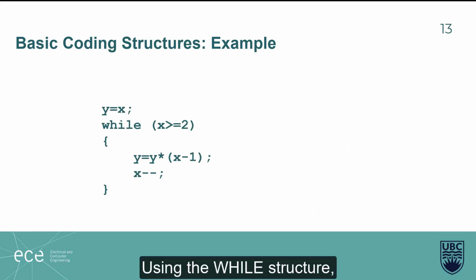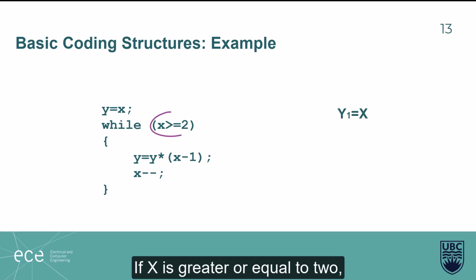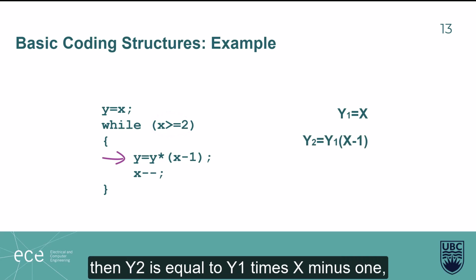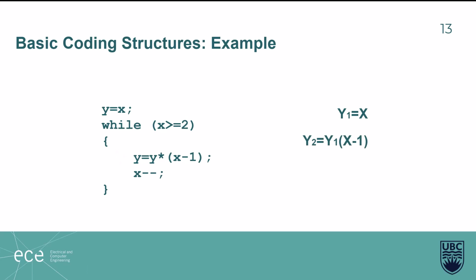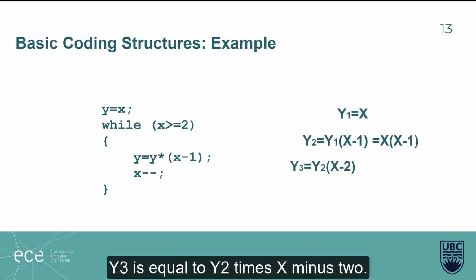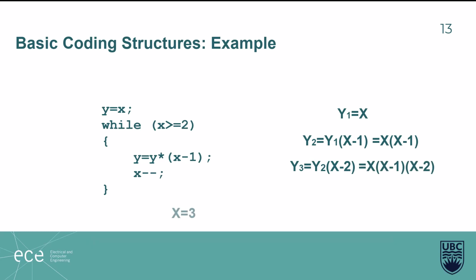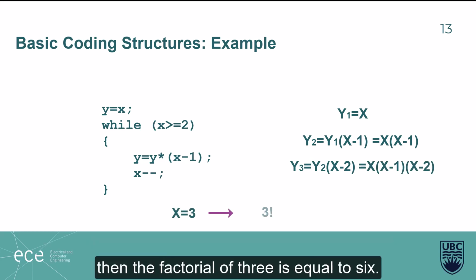Using the while structure, the variable y takes x's value. If x is greater or equal to 2, then y2 is equal to y1 times x minus 1, and y1 is equal to x. In the next iteration, y3 is equal to y2 times x minus 2, which is equal to x times x minus 1 and x minus 2. If x is equal to 3, then the factorial of 3 is equal to 6.